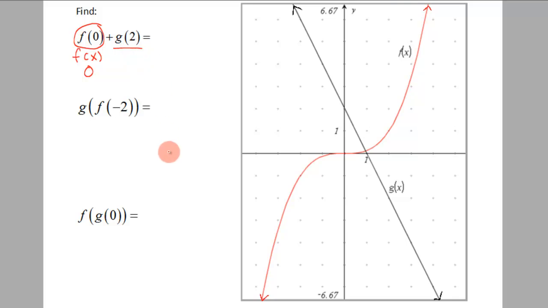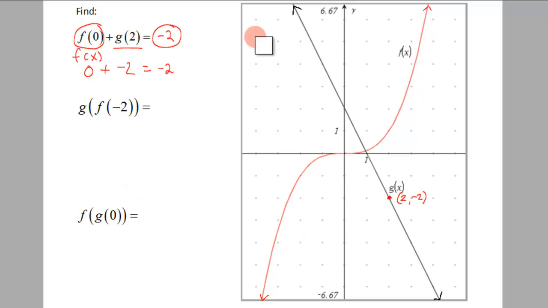Now g of 2, that's the graph for g of x. When x is 2, 1, 2, what is g? G of x represents the output y. So here's the point, 2 for the x value. What's the y value? 1, 2, negative 2. So my output there would be negative 2. And if I add 0 and negative 2, I will get negative 2. So adding these two functions, evaluate f at 0 and g at 2, we get negative 2.